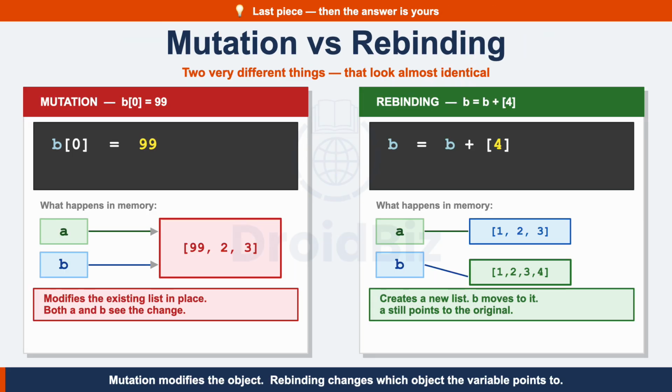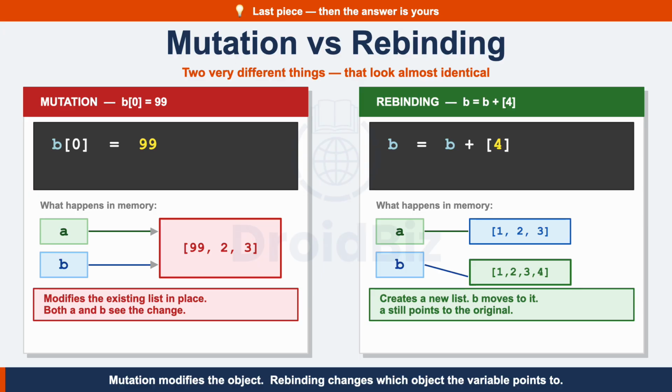Now here is where the two examples diverge. Mutation versus rebinding. Two operations that look almost identical in code, but do completely different things in memory. Mutation means you directly change something inside the existing list. You reach in and modify a value that is already there. Because a and b are both pointing at that same list, the change is visible through both variables. You only wrote to b, but a reflects it too.